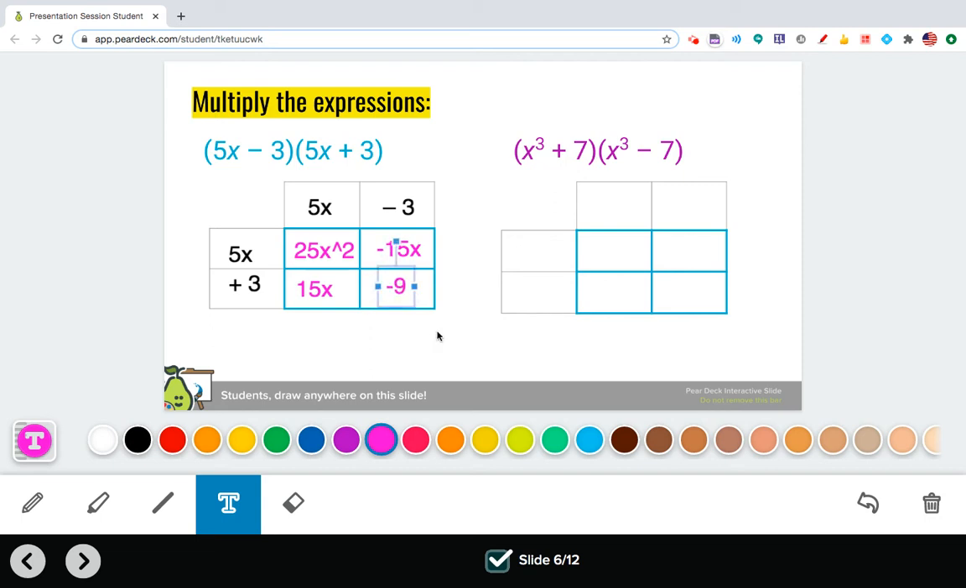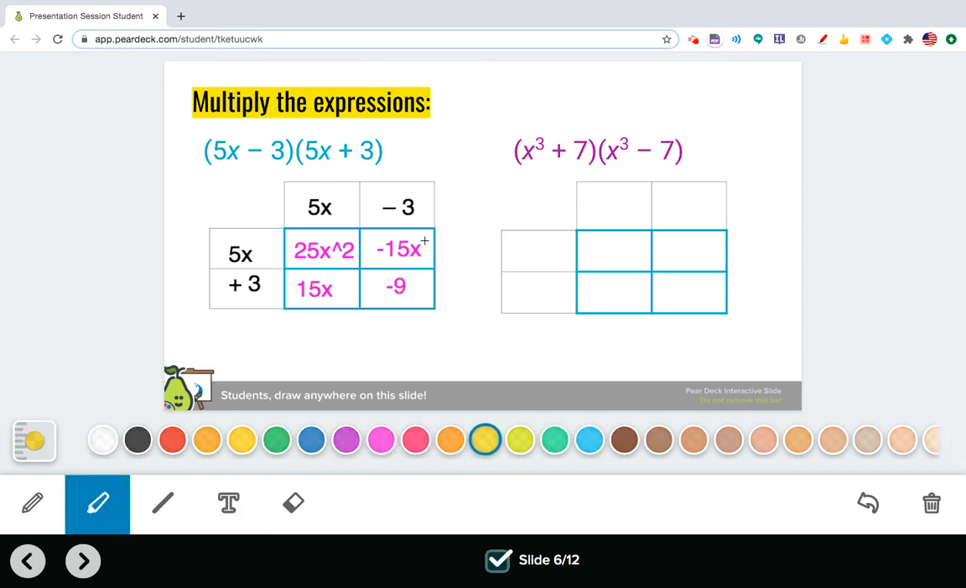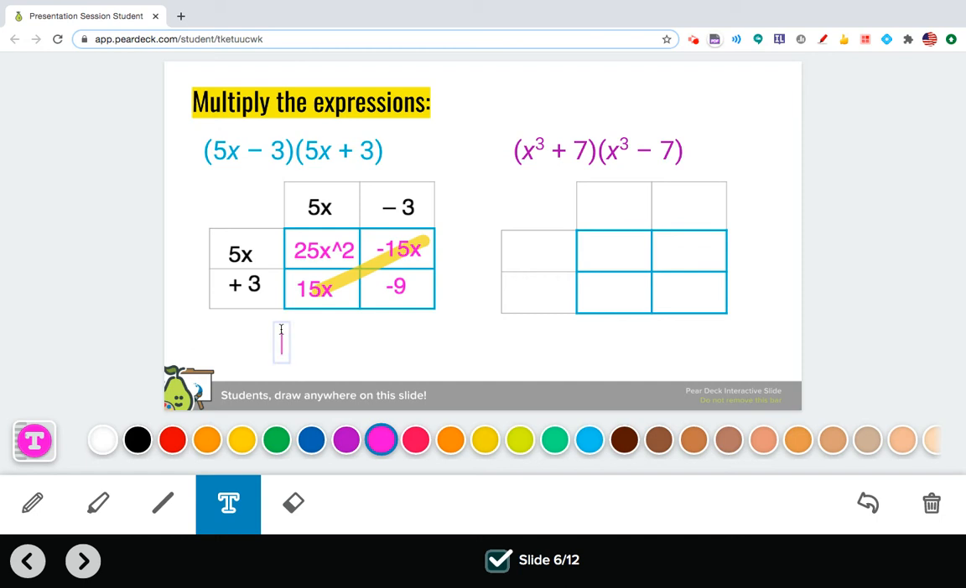Okay, and this is where we want to combine any like terms that we have. So I will highlight the like terms that I see. These are my linear terms. They're the x terms. They're like terms, so I can add them together, but they're opposites, so they will actually cancel out. So my final product that results in the multiplication of these two binomials is 25x squared minus 9.